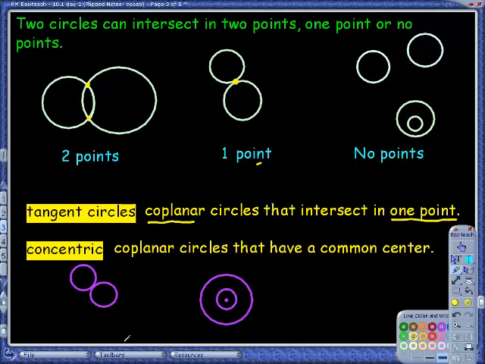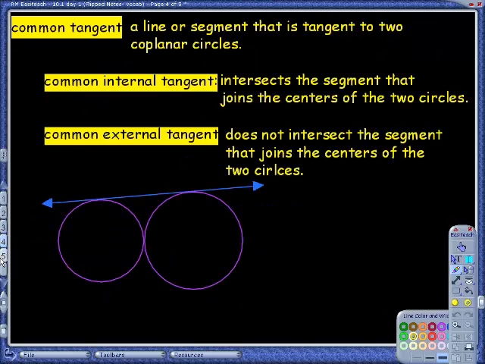Concentric would be coplanar circles that have a common center. So this would be an example of our tangent circles that intersect at 1 point. But when I talk about concentric, they have the exact same center. That center is the center of this smaller circle, but it's also the center of the larger circle. Those are concentric circles.